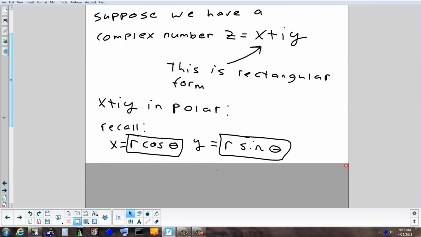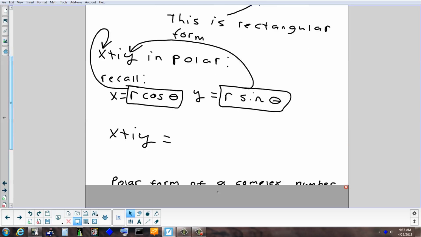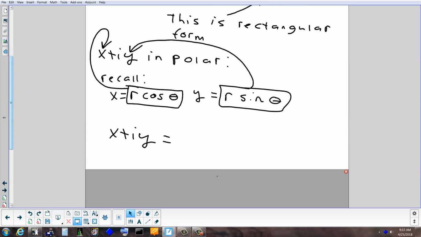And all we have to do to write this in polar is take the x, plug it in right there. So change x to r cosine theta, and change the y to r sine theta. Once we make those two substitutions, we will be converting what we have into polar. Okay, so let's write that out. So x becomes r cosine theta. The i stays right where it is. We don't do anything to the i, but we're going to change the y to r sine theta.